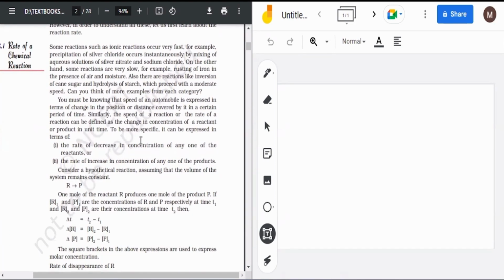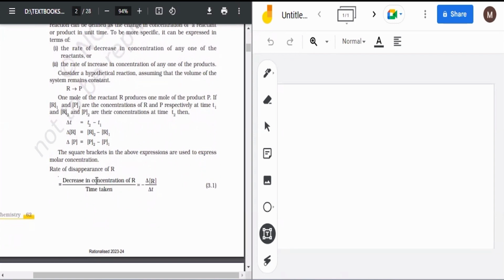Now, what is the rate of a chemical reaction? Rate of a chemical reaction basically tells us how fast or slow a reaction is. To be more specific, we can say it is the rate of decrease in concentration of any of the reactants or rate of increase in concentration of product. मतलब किस स्पीड से reactants consume हो रहे हैं और किस स्पीड से products बन रहे हैं, उस चीज के रेट को अपन लोग बोलते हैं rate of chemical reaction. So we can define rate of chemical reaction in terms of reactants also and in terms of products also.